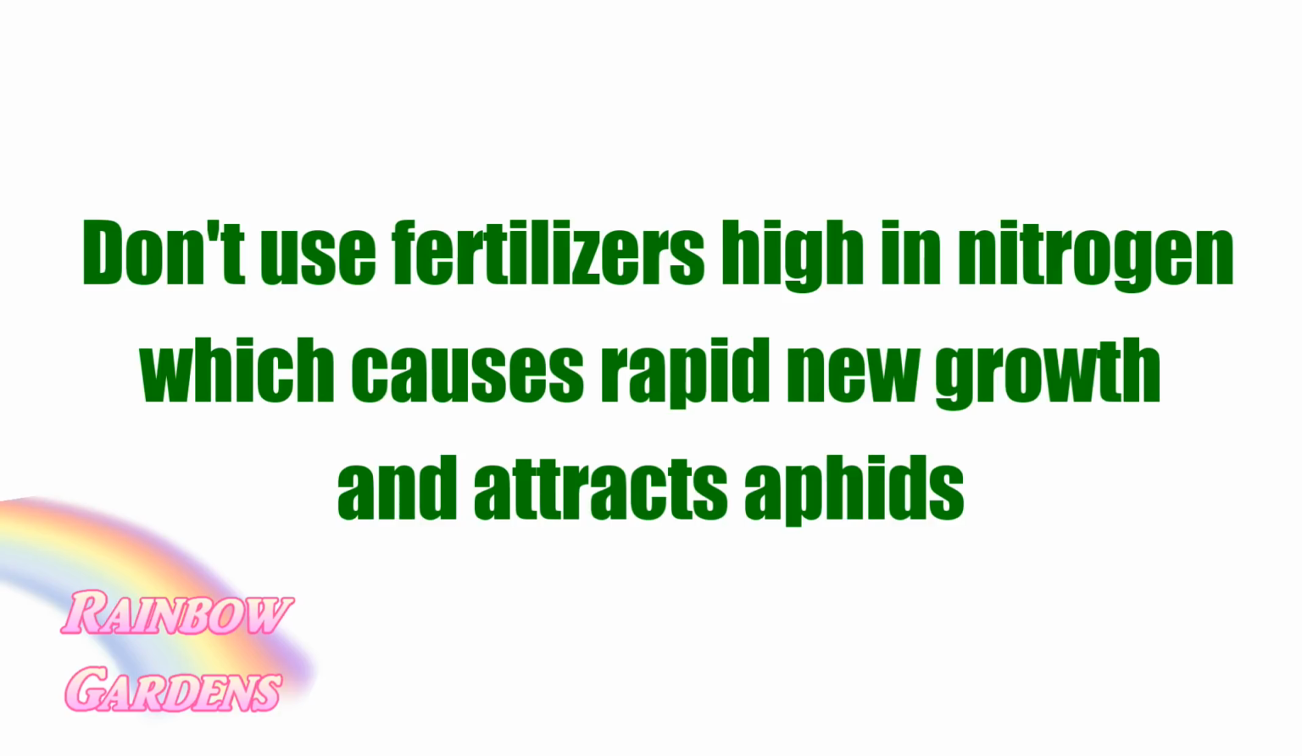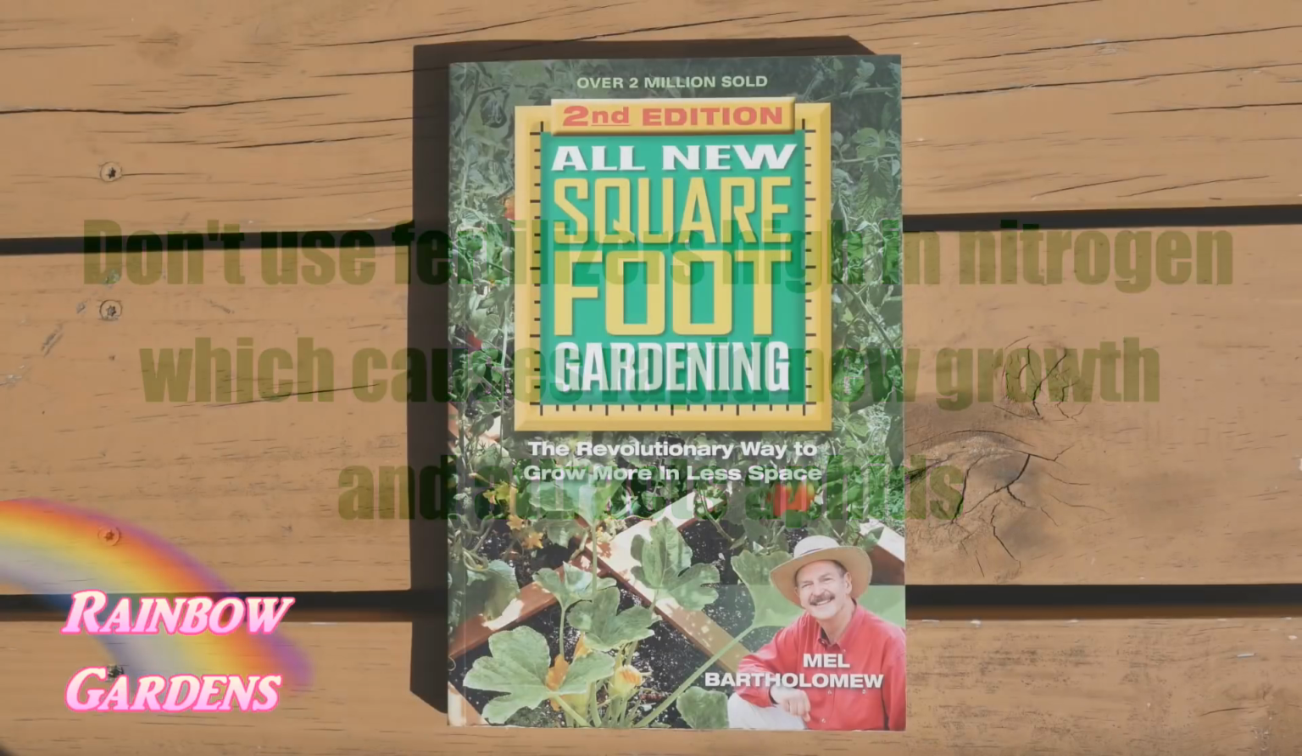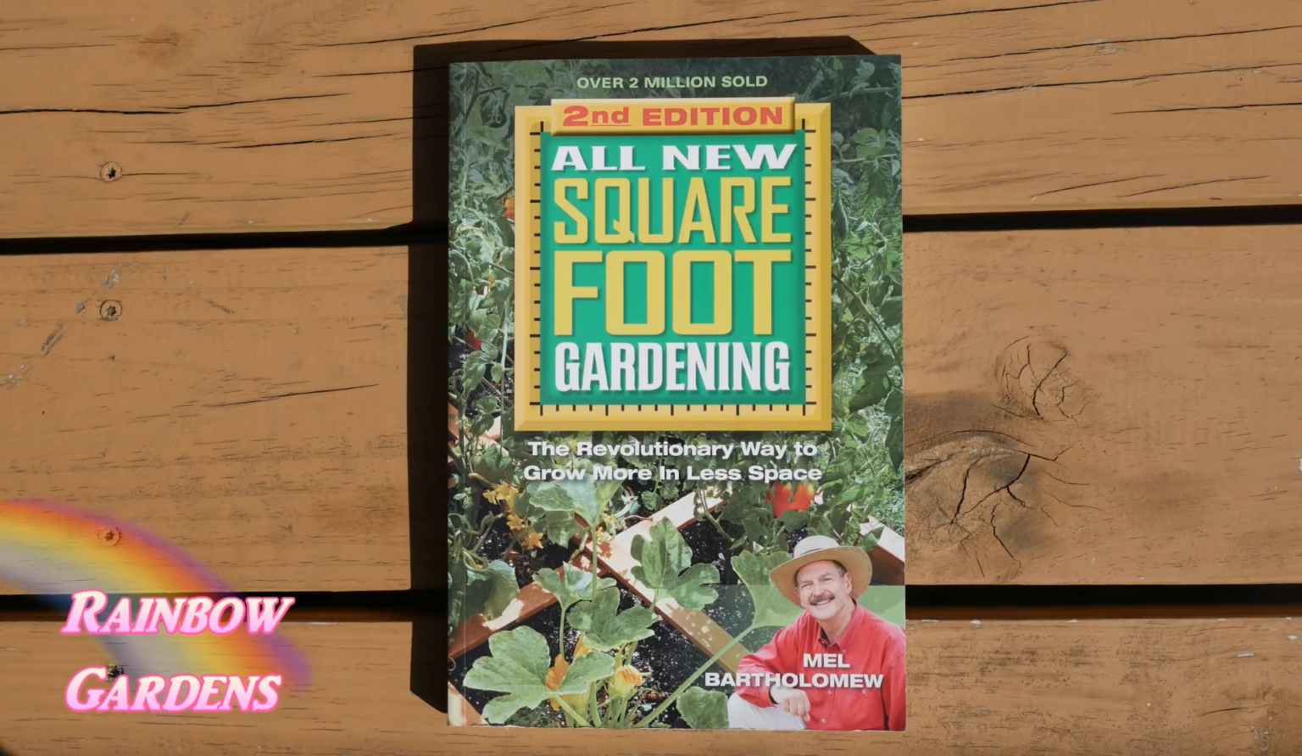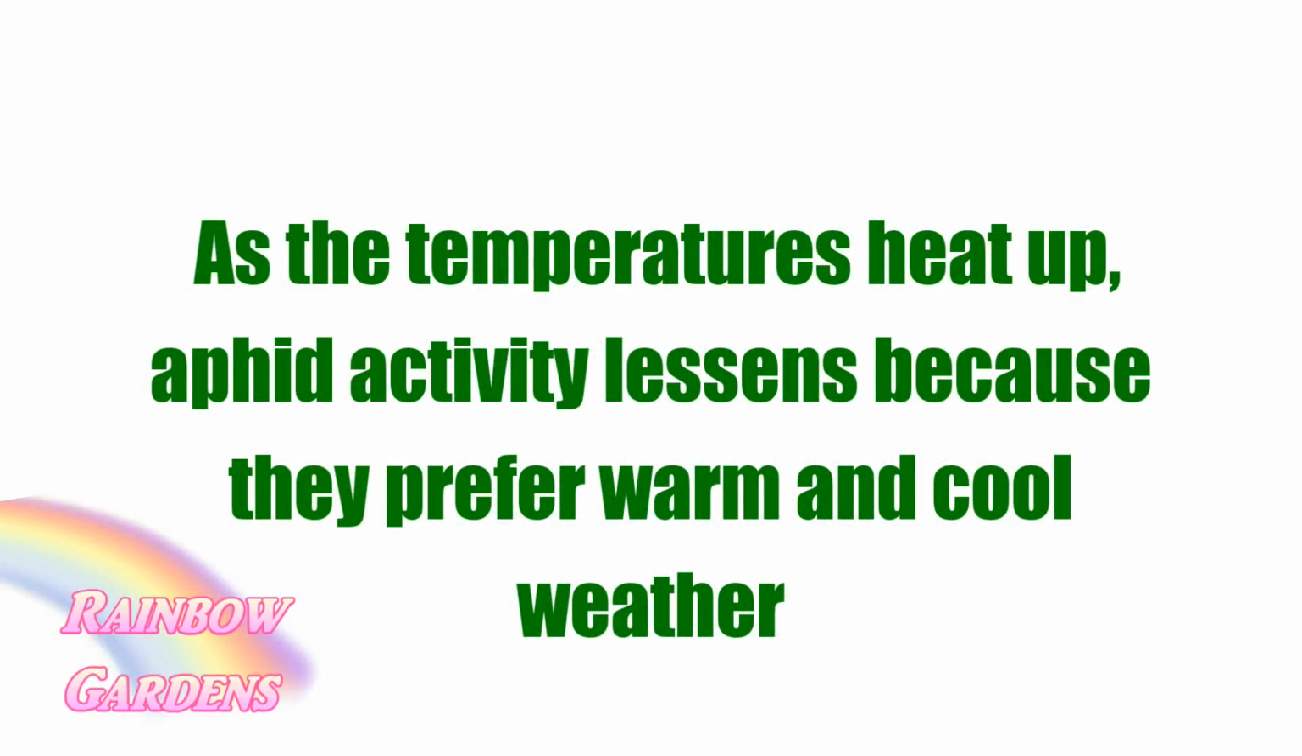I recommend using a high quality blended compost. So use a lot of different kinds of compost and just build your soil. If you build your soil, as mentioned in the All New Square Foot Gardening book, then you should not even need to use fertilizers because all of your nutrients will be in your soil. But keep in mind too that as the temperatures heat up, aphid activity will start to diminish because they prefer those warm and cool temperatures. They don't like the hot summer heat.